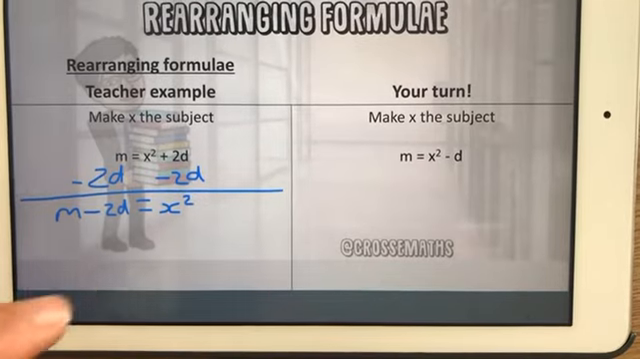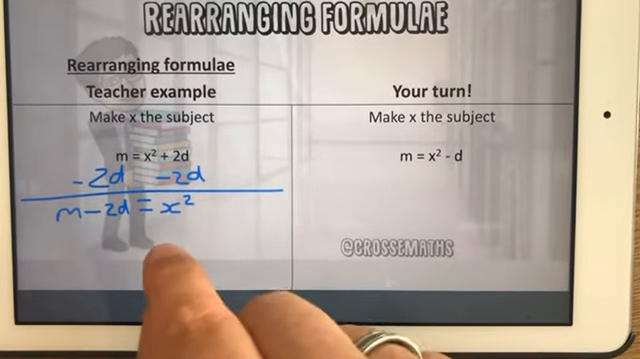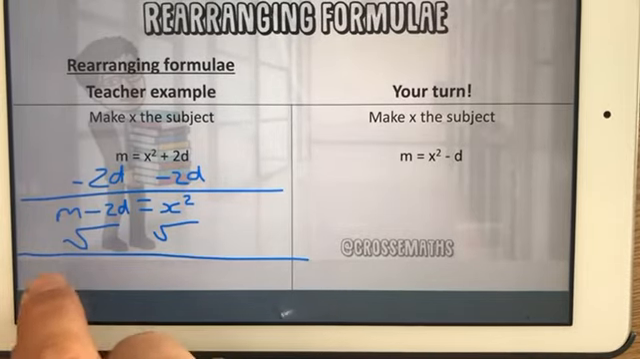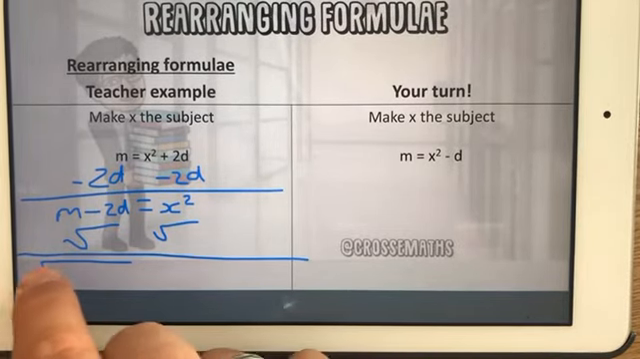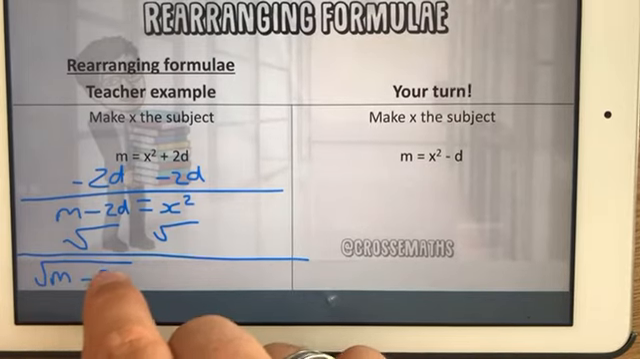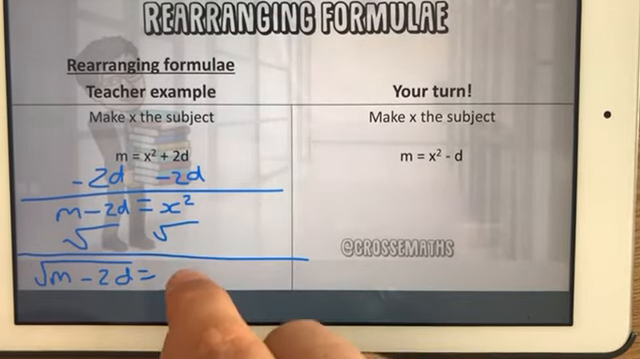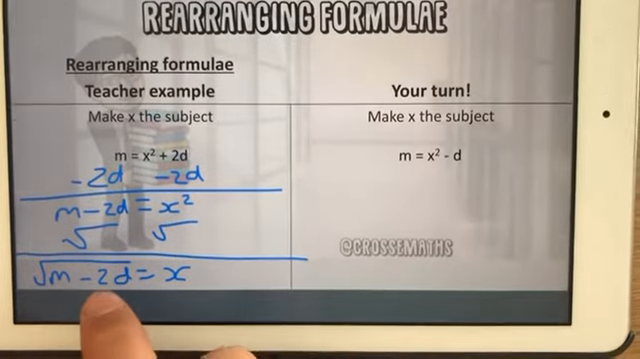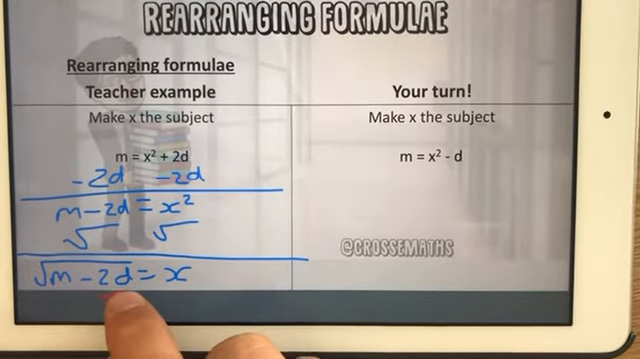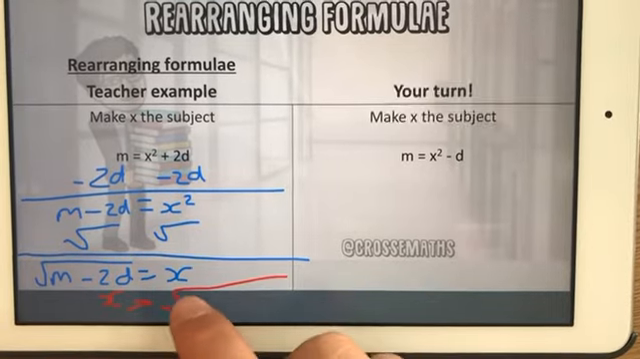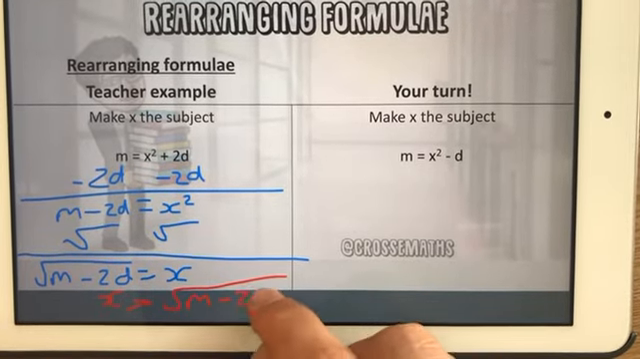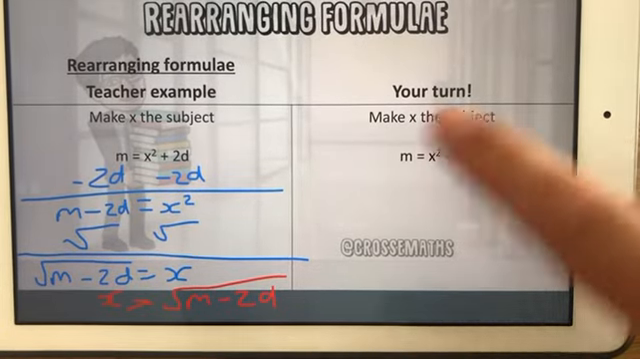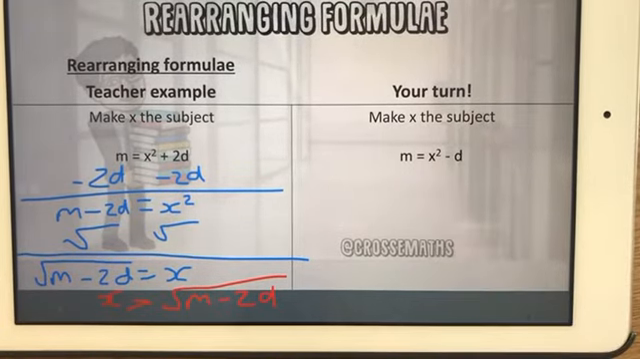And now I've got to get rid of an x squared, so in order to get rid of that, I've got to square root both sides. If you square root both sides, on the left hand side you end up with square root m, take away 2d. On the right hand side, the squared and the square root cancel each other out, just leave you with x. So my final answer, down the bottom, if we're going to put x as the subject on the left, x equals square root m, take away 2d. Okay, quite straightforward, just the square bit at the end might have thrown you off a little bit. Once you've got that written down, guys, have a go at the one on the right hand side.